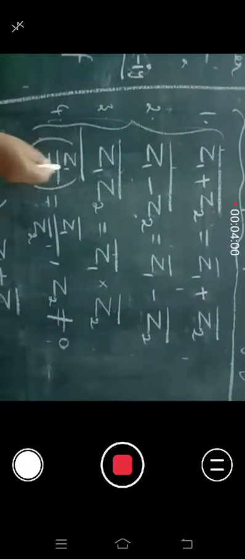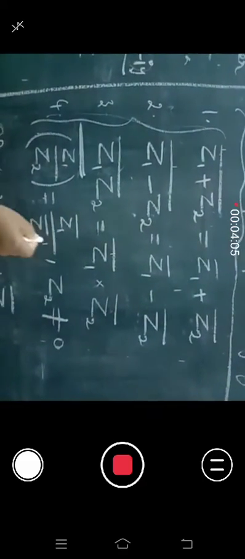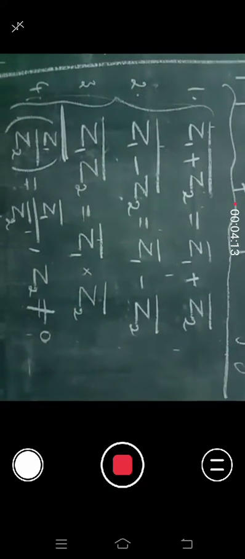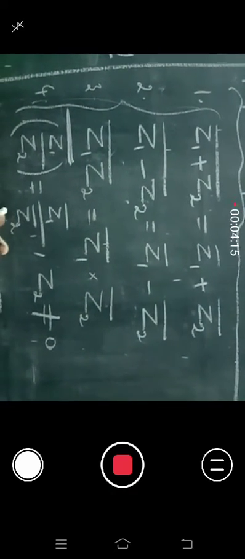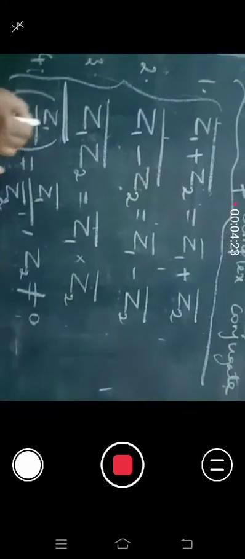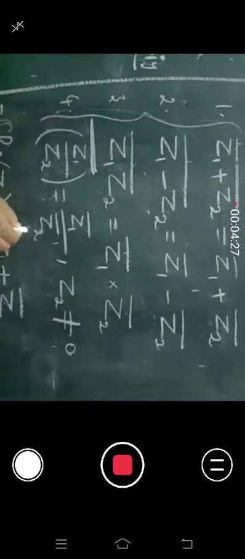Then division form. Z1 by Z2 the whole bar is equal to Z1 bar by Z2 bar, and the condition is Z2 is not equal to 0. It is very important. The denominator complex number should not be equal to 0. So always it's some complex number, Z1 bar by Z2 bar. Suppose if it is 0, anything by 0 is infinity, we cannot find it. So Z1 by Z2 the whole bar is equal to Z1 bar by Z2 bar.